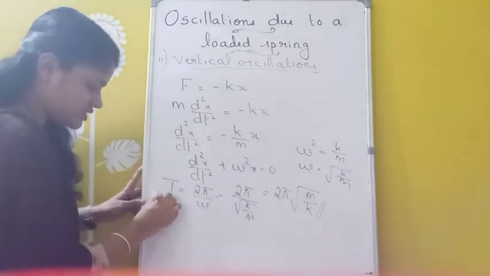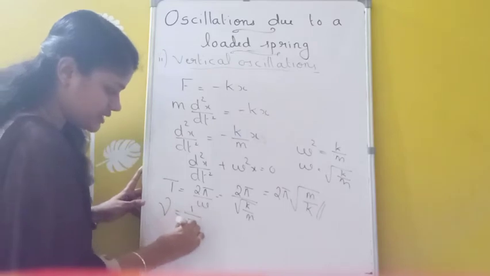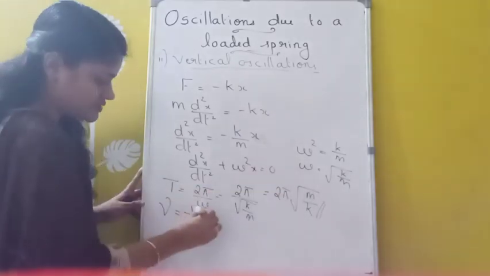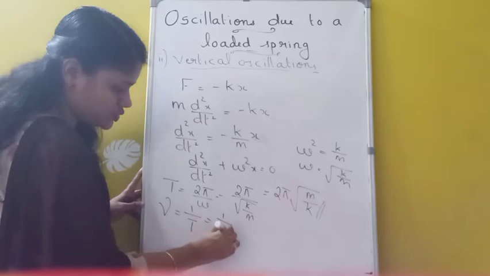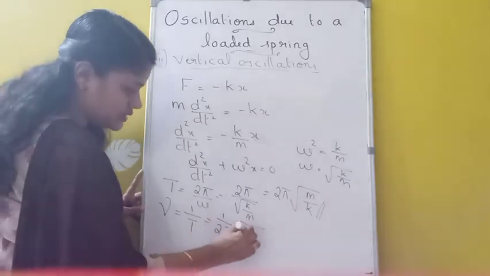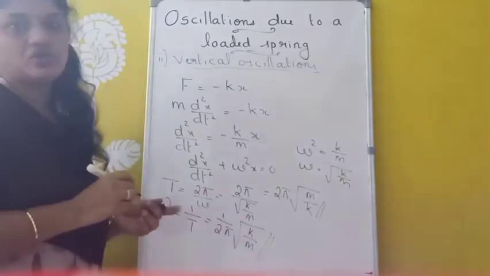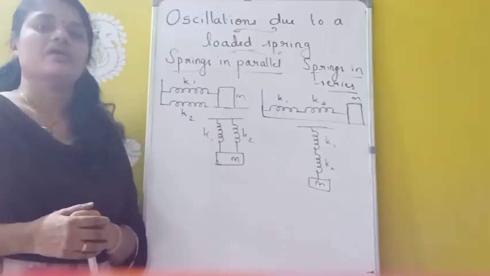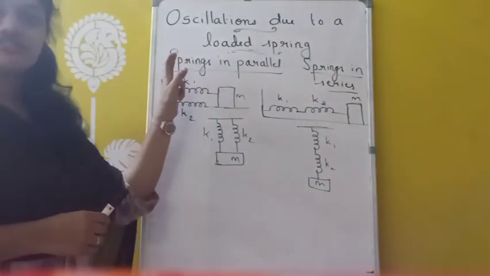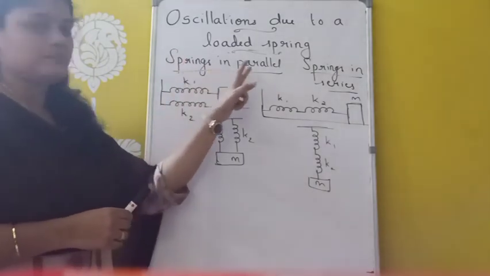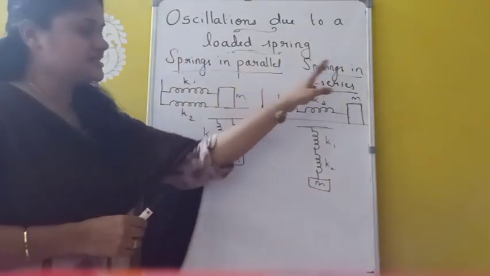Now similarly, what is frequency? Nu equals 1 by time period. That means take the reciprocal of this one. So 1 by 2 pi into root of k by m. So this is the frequency of oscillation. Next is oscillations due to springs connected in parallel and springs connected in series.